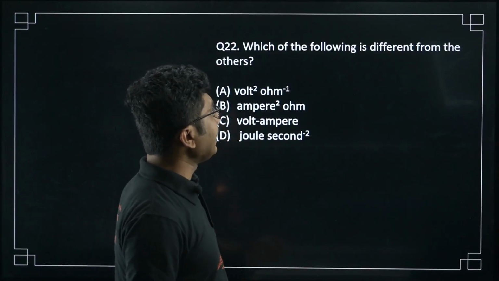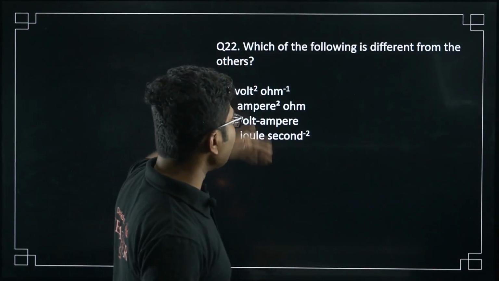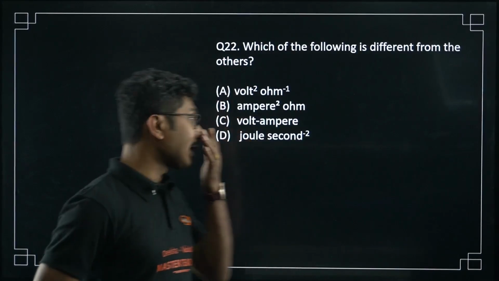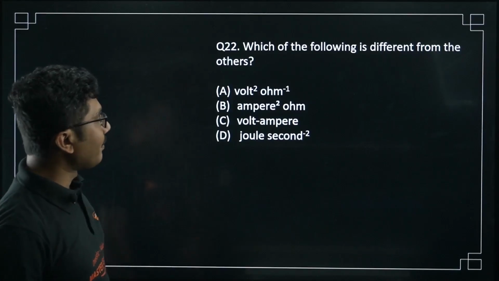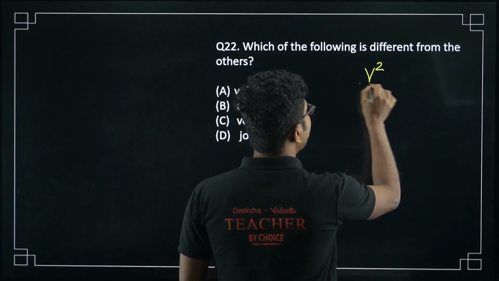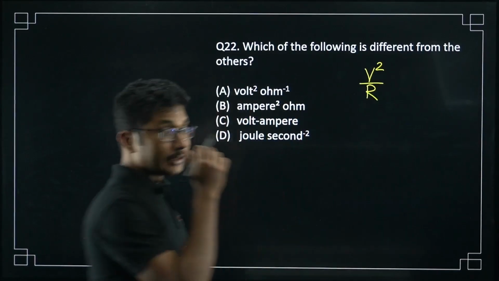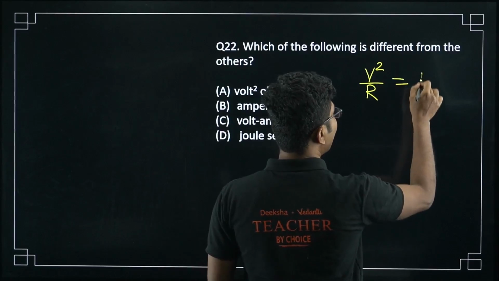Which of the following is different from others? Here we have given some units. We have to identify what type of units these are. Volt square per ohm. Let's look into the formula. It is V square, and ohm is resistance, so it is in division, V square by R. What is this formula about? This is the formula for power.